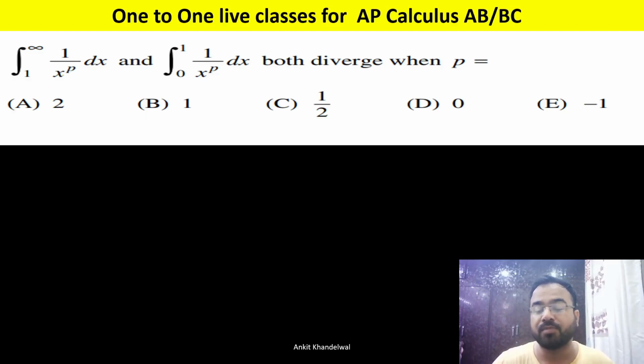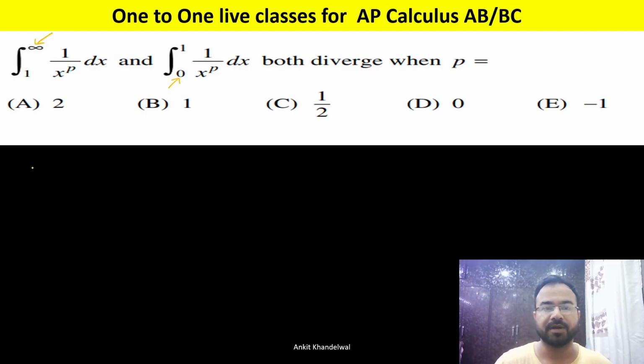Both of them are improper integrals. Why are they improper integrals? Because you can see here the upper limit is infinity, due to that it is improper. And in this case x cannot be 0 and we are starting from 0 over here, so due to this lower limit of 0, this is an improper integral. So let's solve this.